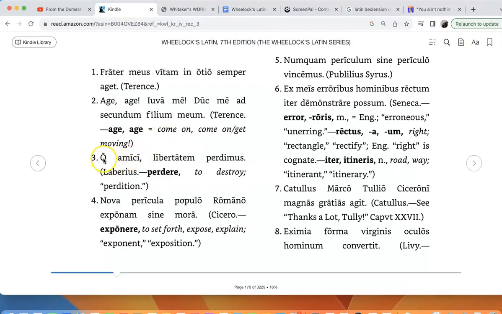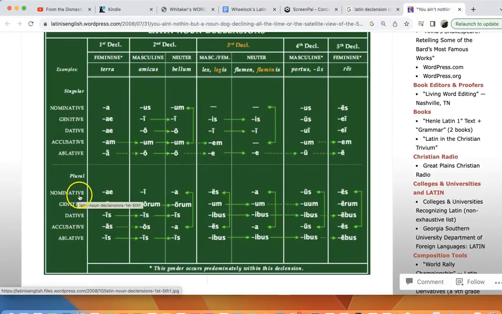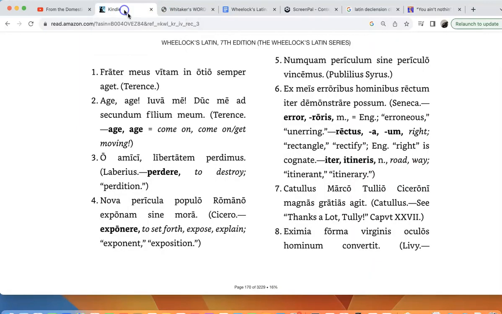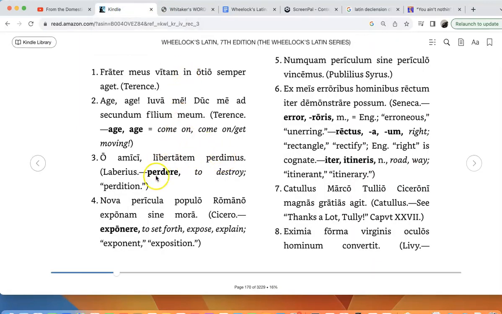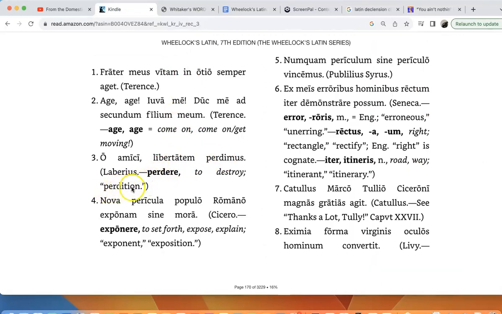So this one's fairly straightforward. Oh, friends, or you could even say, oh, my friends, but amici is second declension nominative plural. So again, think syllabus, syllabi. So, oh, friends, and then perdimus, mus means we, and perdere means to destroy, again where we get the word perdition in English. And then destroying what?